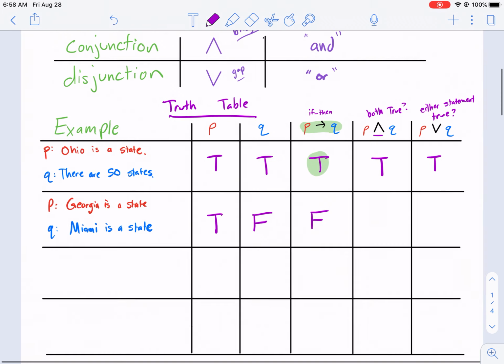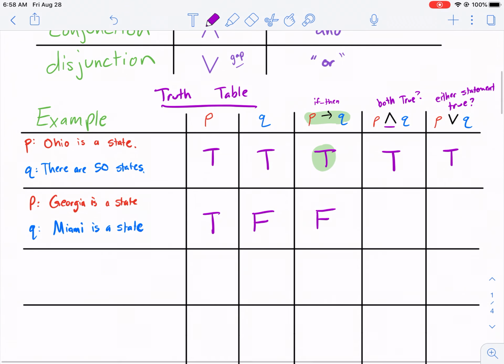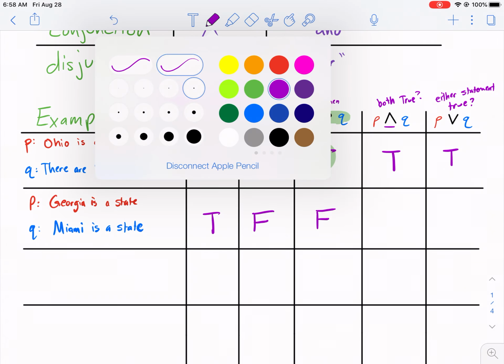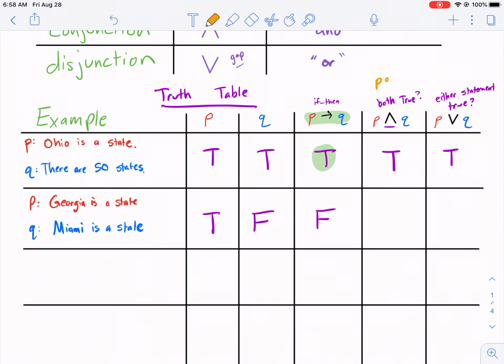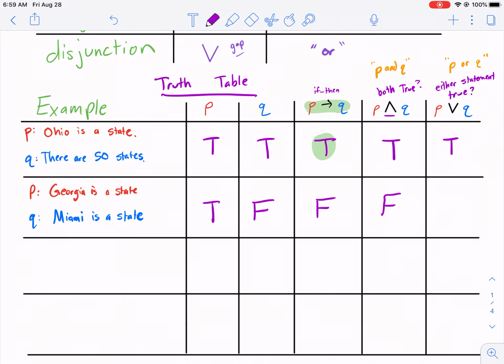Now, are both true? Conjunction, P and Q. That's how you say this. Let me write this down. I'll write it in orange. This, you say P and Q. And this one is P or Q. So P and Q, is this true? Is Georgia a state and Miami is a state? No, that is false. Only Georgia is a state is a true statement, so we're going to put false there.